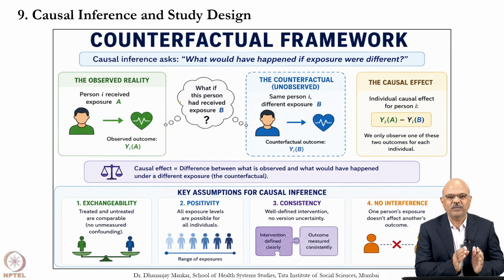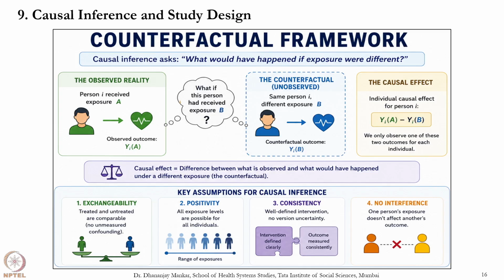So you may have an observed reality versus a counterfactual reality. You may come up with key assumptions for causal inference like exchangeability, positivity, consistency and no interference. So you may see that there is a relation between observed reality and a counterfactual reality, and you have to come across the causal inference over here.